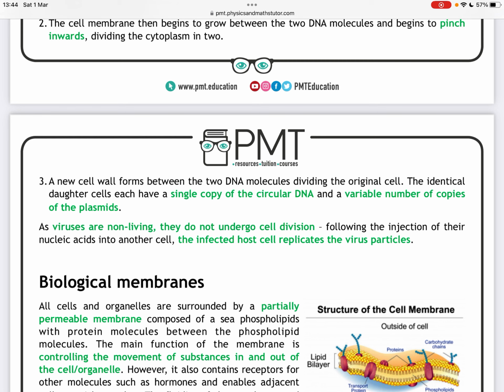As viruses are non-living, they do not undergo cell division. Following the injection of their nucleic acid into other cells, the infected host cell replicates the virus particles.